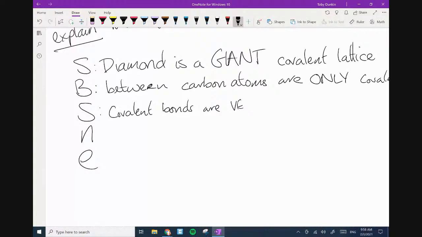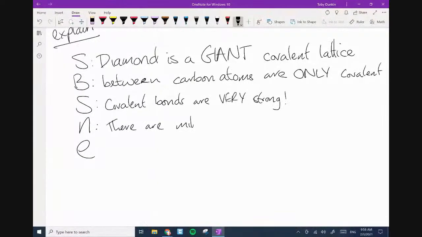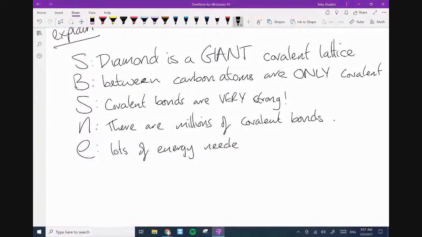Number of them. Oh, well, millions. It's giant. There are millions and millions of these. There are millions of covalent bonds. Lots of energy needed to break. High melting point. So we realize what the structure is. In order to melt this, I'm having to break him.